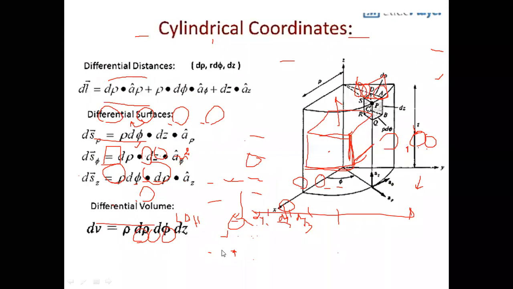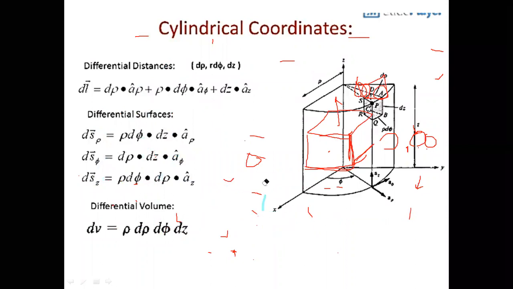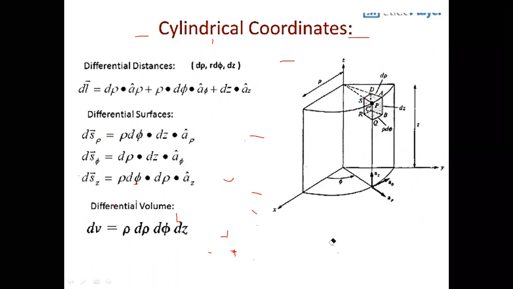Okay, moving to the next slide. Now the differential distance, differential surfaces, and differential volume for the cylindrical coordinate system. Rho, phi, and z, these three are the axes for the cylindrical coordinate system. So the small length in the direction of rho will be d rho. A rho is the direction, and d rho is the small length in the direction of a rho.